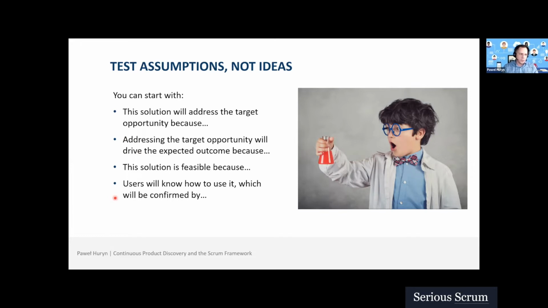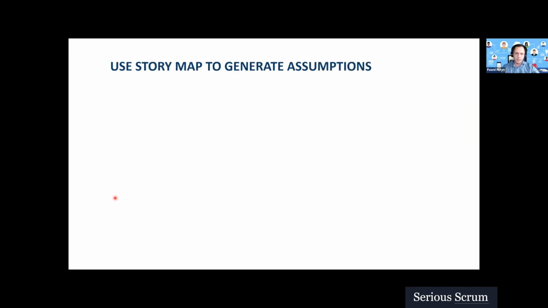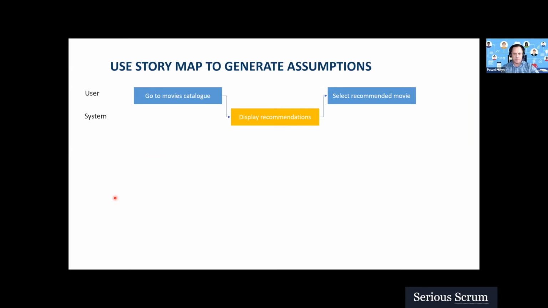And another way to generate assumptions for our ideas is to create a story map. Just in short, the story map is the map where we map the steps of each actor, and what is needed for the user to get value from our solution. So for example, and this is not the full story map, users go to the movies catalog, then the system displays recommendations, and the last step for the user may be to select a recommended movie. Then of course we want to watch it, but I didn't want to complicate it too much.